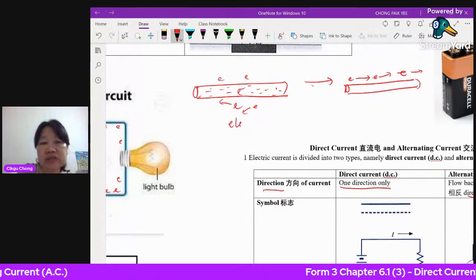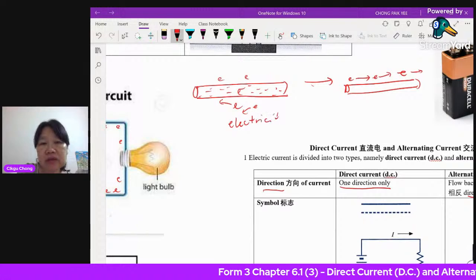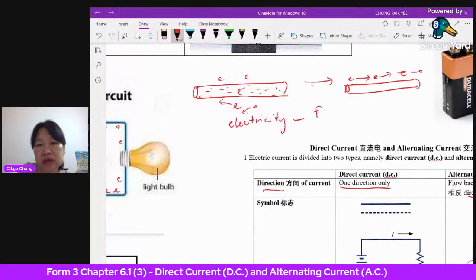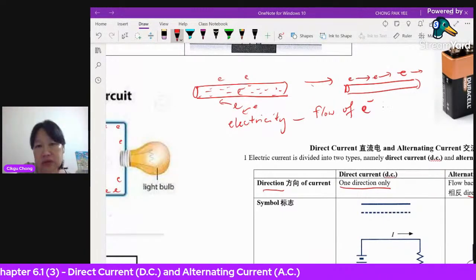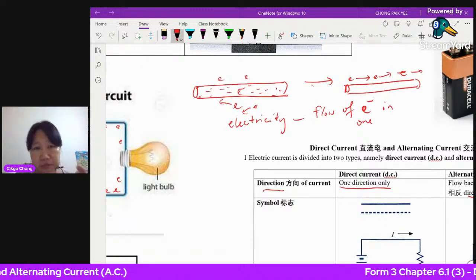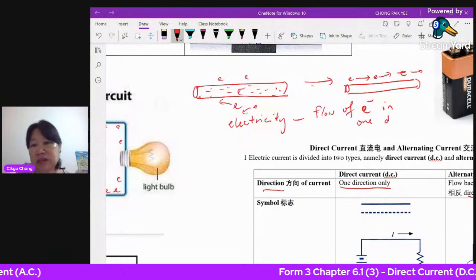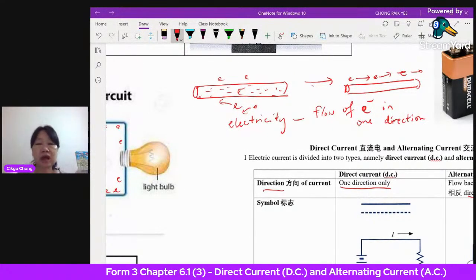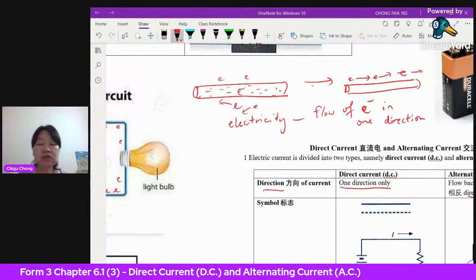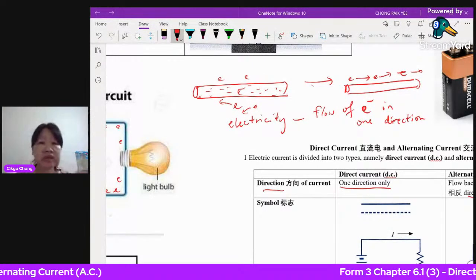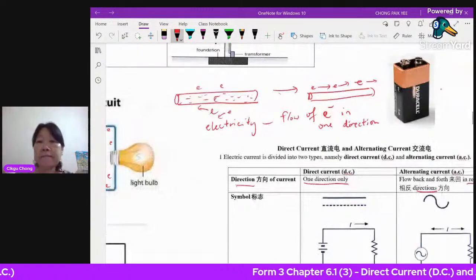So electricity is actually defined as the flow of electrons in one direction. You must be able to push the electrons in a specific order so they move not randomly, but in a direction. So how do you push the electrons? You need some energy. When you want to push anything along, you have to give it energy. This energy actually comes from the battery.